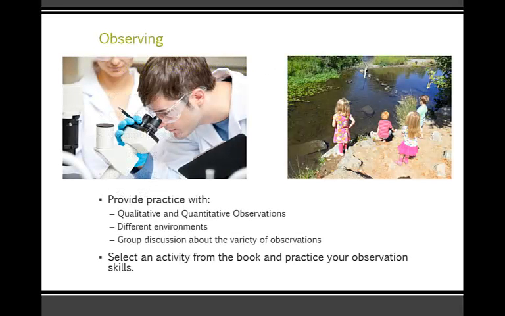The first one is observation. Observations are the foundation of science. No matter what we do in science, we're using observation as our starting point. To me, the single most important thing for elementary science teachers to understand is that students need opportunities to practice observing. They need to have practice with qualitative and quantitative observation. They need practice with formal lab environments and with less formal environments like the outdoors.